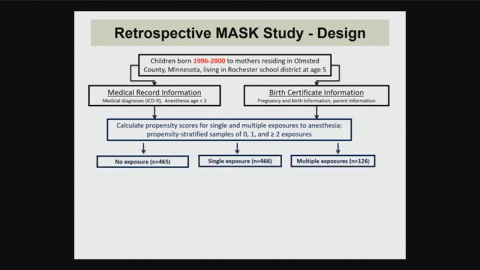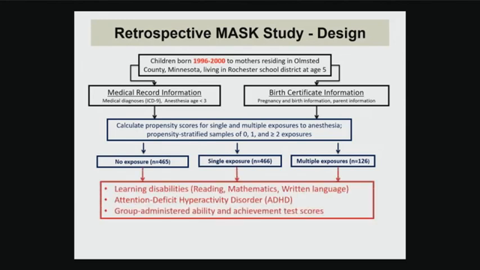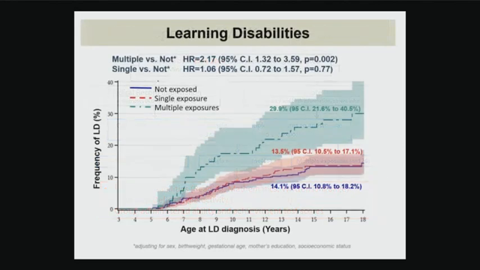We had a certain number of kids that we were able to identify in each of these categories, 126 that were multiply exposed to anesthesia, and we looked at 3 outcomes: learning disabilities, attention deficit hyperactivity disorder, and group-administered ability and achievement test scores. These are the results for learning disabilities, with frequency of learning disabilities on the left and the age of diagnosis on the x-axis. You can see that for those kids who were singly exposed to anesthesia, in the red, they had a very similar frequency of learning disabilities compared with the unexposed children in blue.